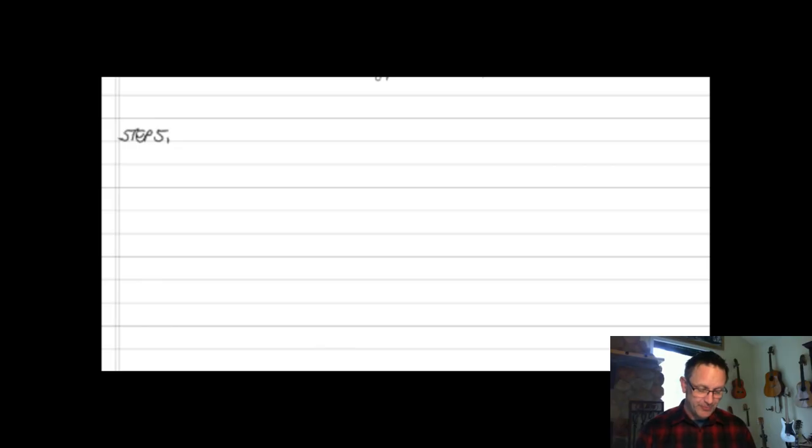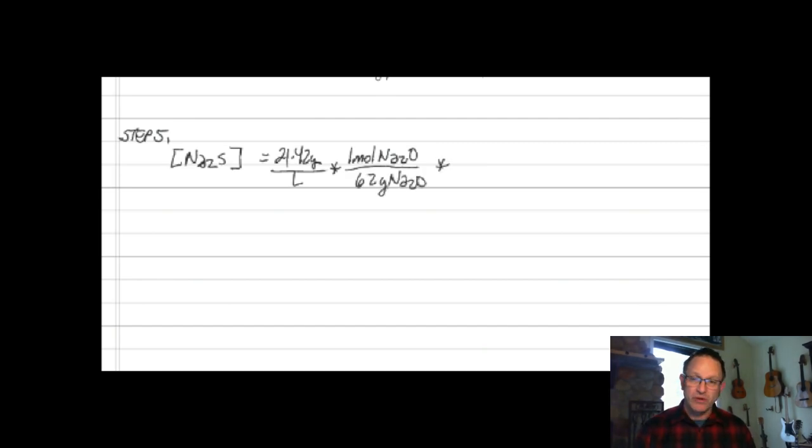Okay, step 5. So the concentration of Na2S equals, so recall our calculated value for equation 3, 21.42 grams per liter. And for every mole of Na2O, we get 62 grams of Na2O. And for every mole of Na2S, we get 1 mole of Na2O. And then for every mole of Na2S, there are 78 grams of Na2S.